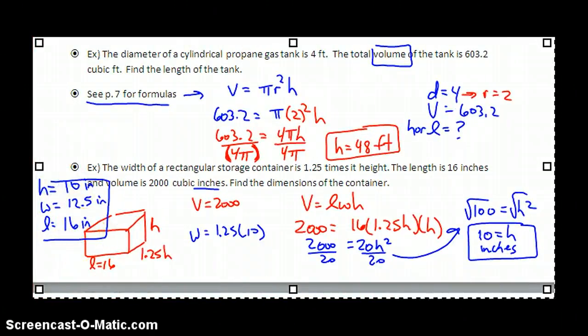So again, I always recommend that when you're doing a story problem that you go back and you look to see if you answered what the question was asking. Because a lot of times we assume once we solved for a variable, like I did here, I got the h, that I was done. But in this case, it wanted to know all of the dimensions.